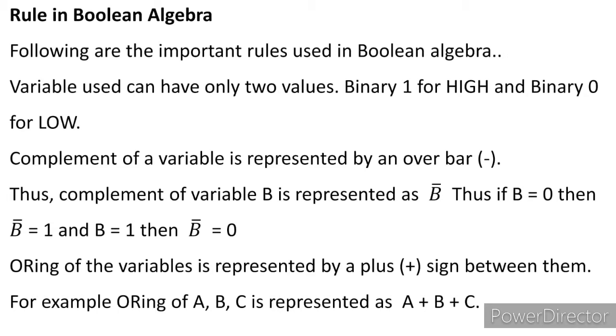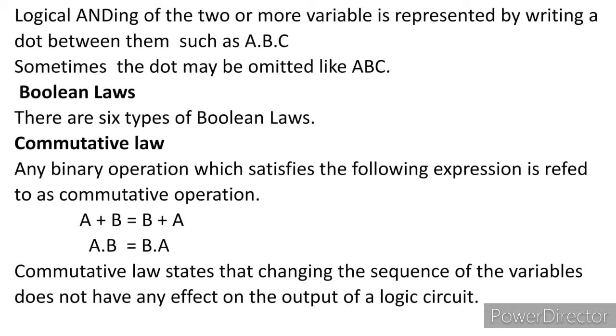Now, the ORing of variables is represented by a plus sign between them. For example, ORing A, B, C is given as A plus B plus C. Logical ANDing of two or more variables is represented by writing a dot between them. That is the case of multiplication, such as A dot B dot C. Sometimes the dot may be omitted, like ABC.